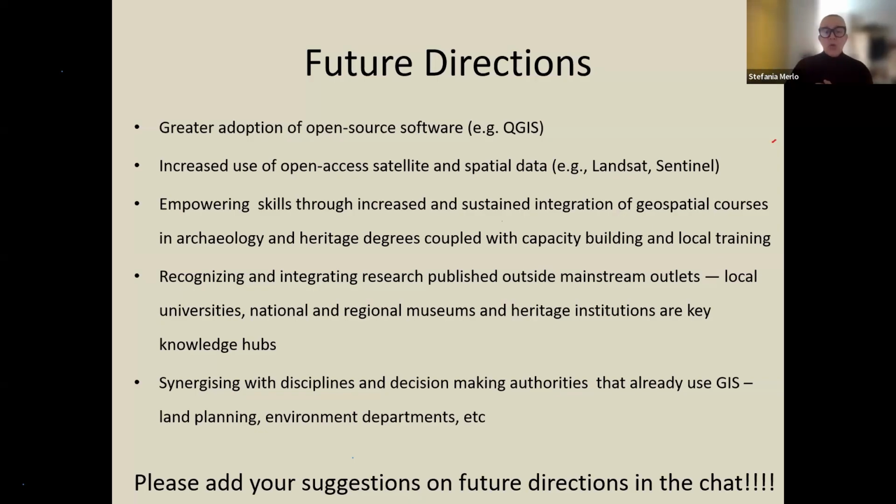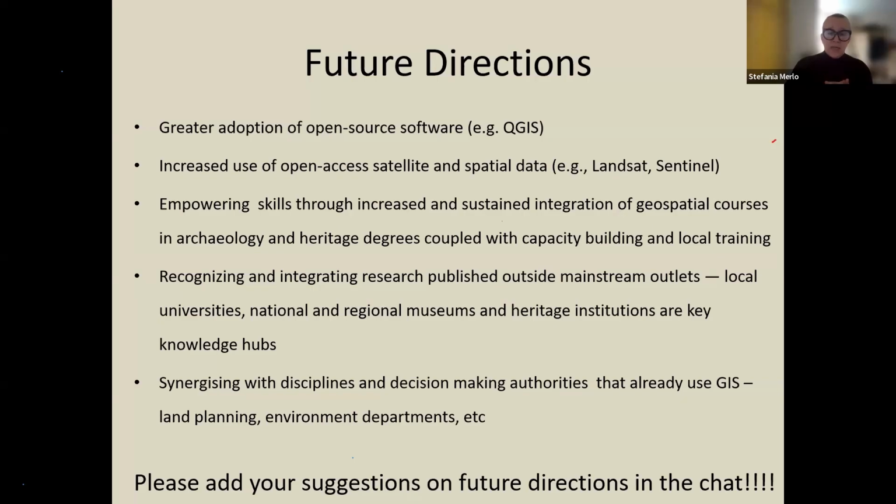Is the greater adoption of open source software, the increased use of open access satellite spatial data, Landsat, Sentinel, all of those products at unfortunately small scales, but that are starting to become available even in the geographic areas where we work, and then making big investments in empowering skills through increased and sustained integration of geospatial courses in archaeology and heritage degrees, coupled with capacity building and local training.